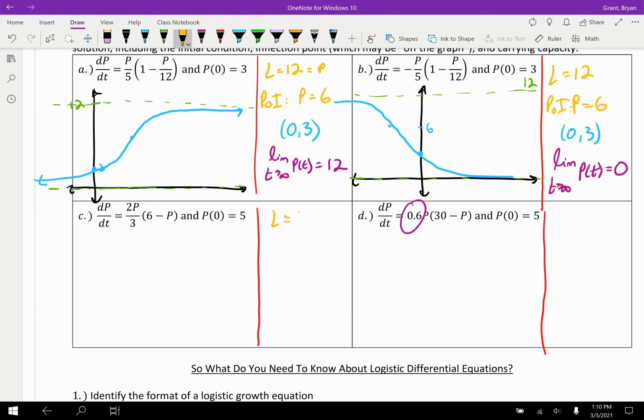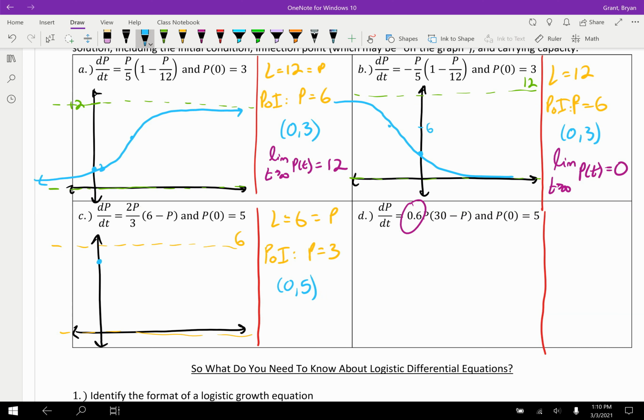We know L, the carrying capacity, is 6. We know our point of inflection, half of 6, is 3. We have an initial condition, which is 0, 5. Okay, so we have a graph, looks something like this. 0, 5 is actually pretty far up because our carrying capacity is 6, isn't it? So carrying capacity, I guess I should follow the same colors there, is 6. The initial condition is 5, that's way up here.